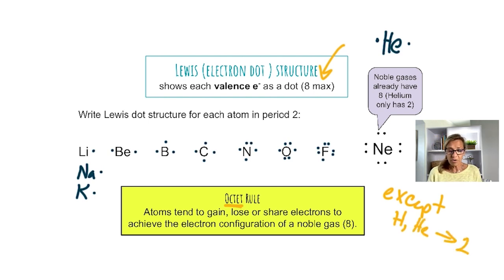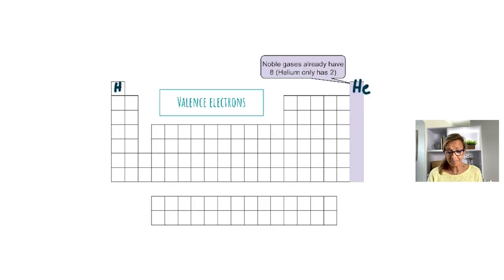So what they're all trying to do is achieve the electron configuration of a noble gas. 8 valence electrons is super duper stable. And noble gases don't bond because they already have a full set of valence electrons, which is 8.